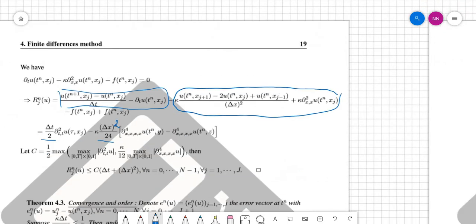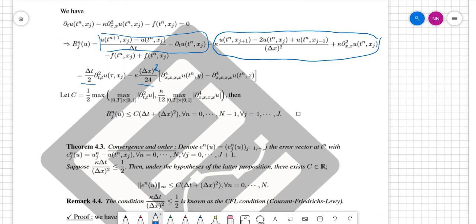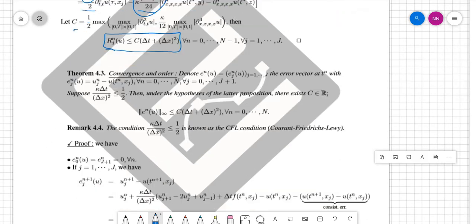So this is how we are left with a first order in time and a second order in space. Okay, now if we want to combine both equations, everything that does not depend on delta t and delta x will be combined in one constant, which is the maximum of both constants. And then to write a nice final result, it will be displayed as follows. So we have a constant times delta t plus delta x squared. We say it's a first order in time and second order in space.